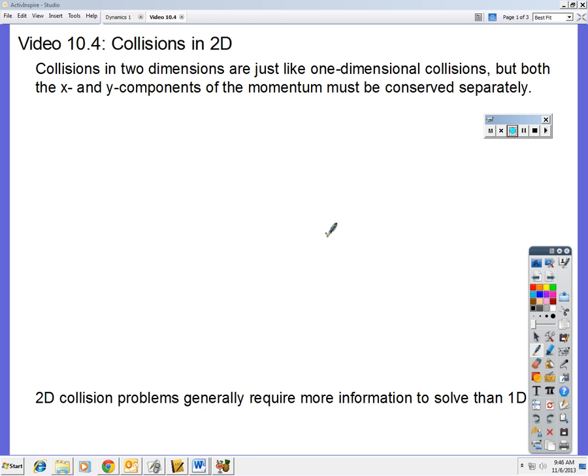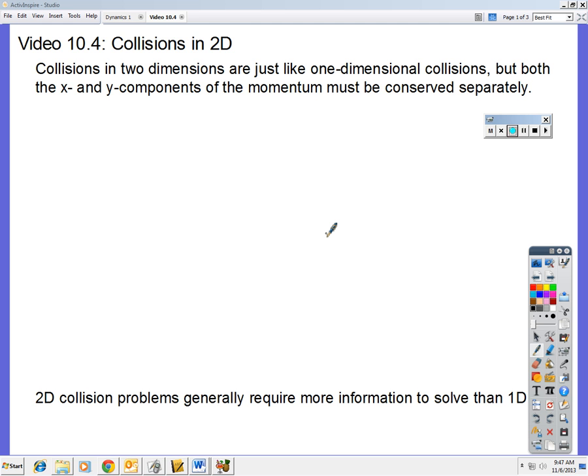AP is not going to ask you really difficult problems about collisions in two dimensions, but they can get extraordinarily difficult sometimes. We're going to work some relatively easy ones and look at some special cases, but you will have to know the basics. You're not going to get a really difficult 2D problem on an AP exam.